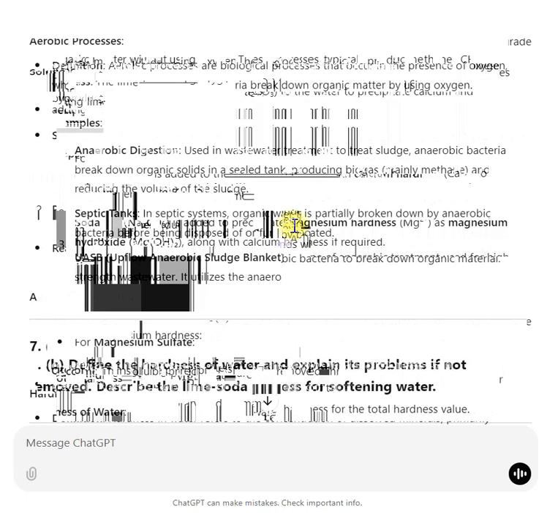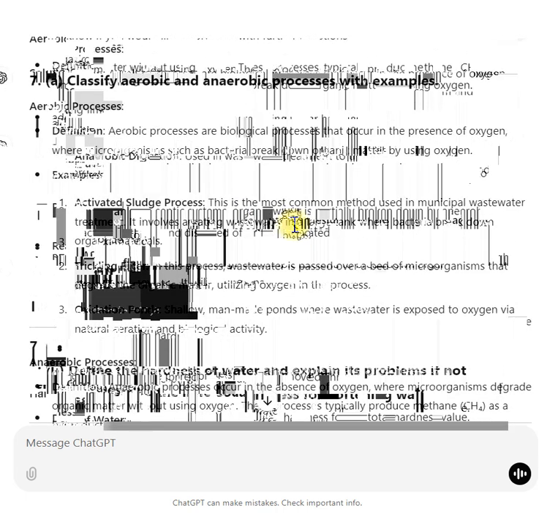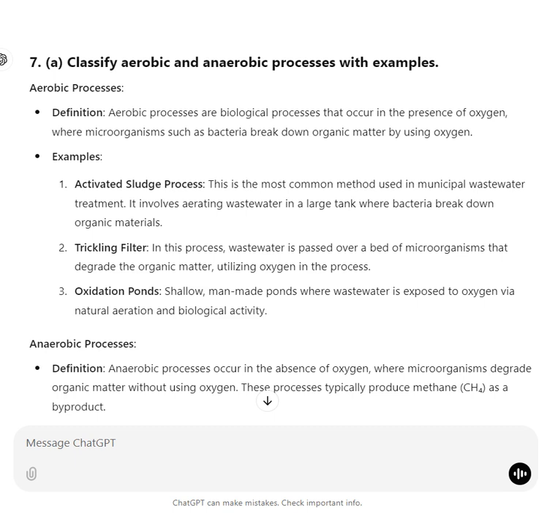Question 7 A. Classify aerobic and anaerobic processes with examples. Aerobic processes. Definition. Aerobic processes are biological processes that occur in the presence of oxygen, where microorganisms such as bacteria break down organic matter by using oxygen. Examples. 1. Activated sludge process. This is the most common method used in municipal wastewater treatment. It involves aerating wastewater in a large tank where bacteria break down organic materials.